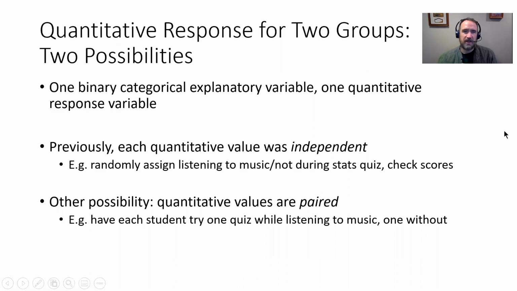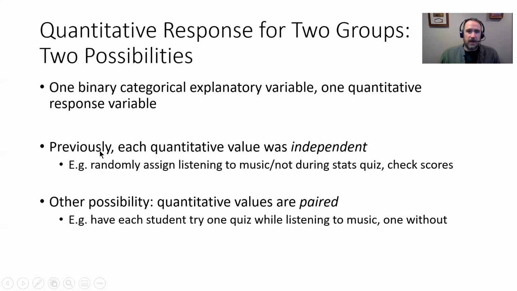We have already looked at the case where we had a binary categorical explanatory variable and one quantitative response variable. We said, hey, we can compare the means of two groups. So we're still talking about this idea of comparing the means of two groups in some sense. However, previously, we assumed that in our scenario, each quantitative value was independent.